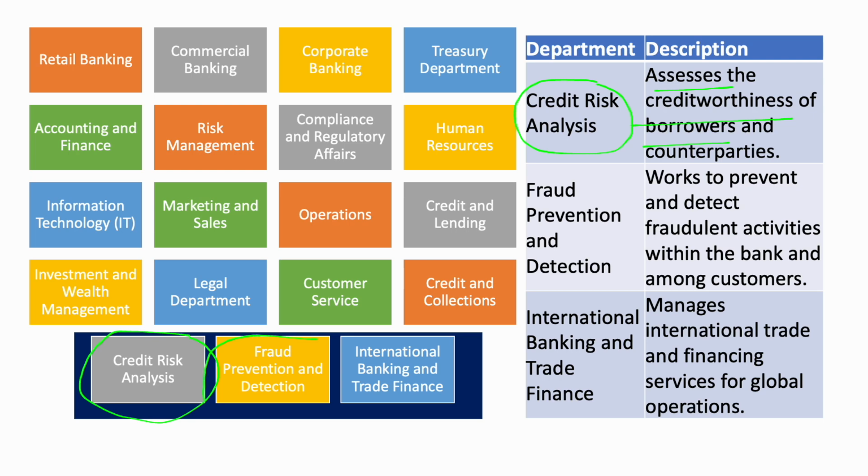A bank is one of the corporations which is always susceptible to different kinds of attacks. Fraud prevention and detection helps us to prevent and detect fraudulent activities within the bank and among customers. To protect the bank's interest and the customer's interest, this department is there. The last one which we are discussing here is international banking and trade finance. Any international trade and financing services for global operations are done by this department. Transfer of funds, international banking, and the different trade related options which the bank has to give are covered as part of this department.